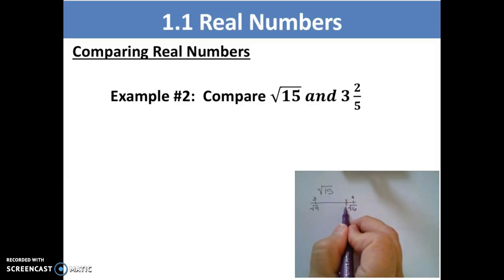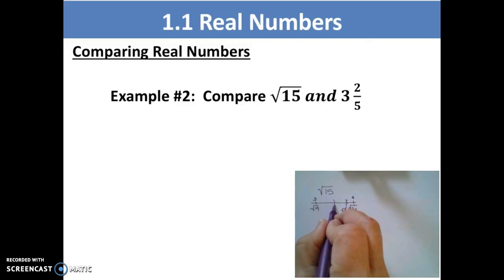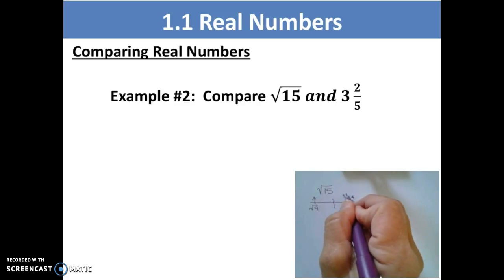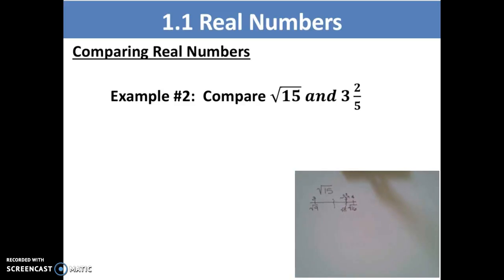And we can estimate that's a lot closer to 4. So it's going to be bigger than 3.5, and it's going to be very close to 4. It might be 3.8 or 3.9. It's approximately in there somewhere because it's getting very close to 4.